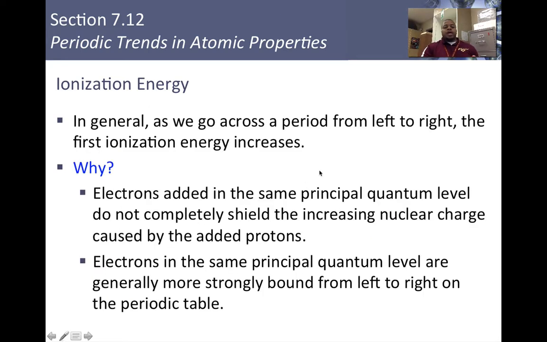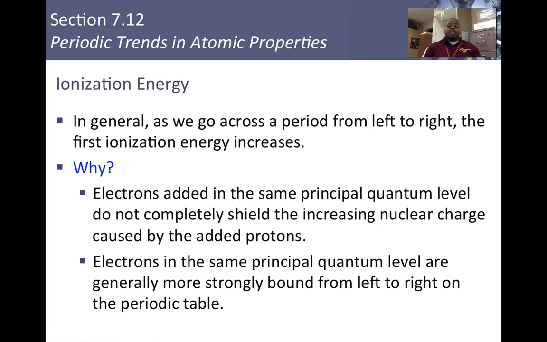Now, in general, as we go across the period from left to right, we see that the first ionization energy increases. Notice I specified the first ionization energy increases. We can continue to try to remove electrons, and each time the energy demand is actually going to go up. Now, why is this? Electrons added in the same principal energy level do not completely shield the increasing nuclear charge caused by the added protons.